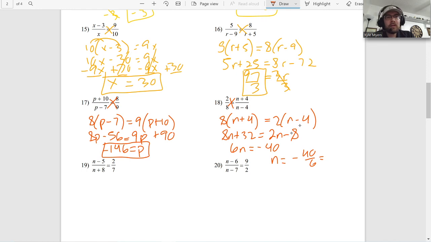Let me make sure I did everything right here because I'm terrible at double tasking. Subtract 2n on both sides. Subtract 32. Yeah, it looks good. So we just need to simplify this now. They're both going to go into 2. So negative 20 over 3.